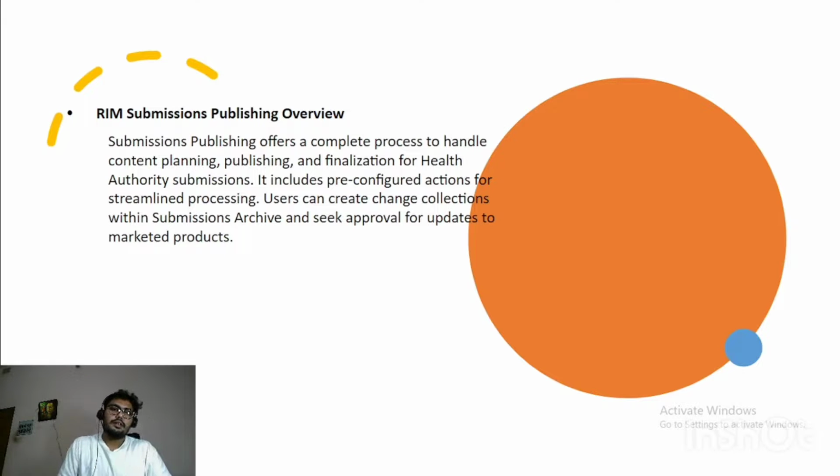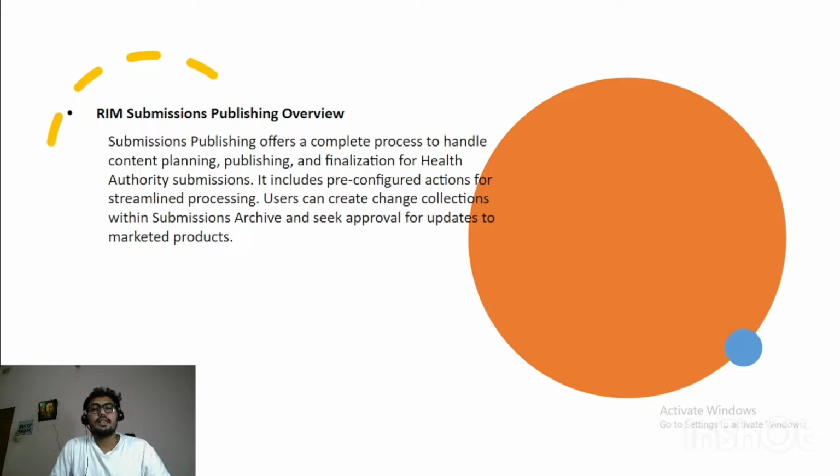So at the very beginning, RIM submission publishing overview. Submission publishing offers a complete process to handle content planning. The content is nothing but a document and the required details which need to be submitted to the health authority, and publishing and finalization for health authority submission. It includes pre-configured actions for a streamlined process. Users can create a change collection within submission archive and seek approval for updates to a marketed product.